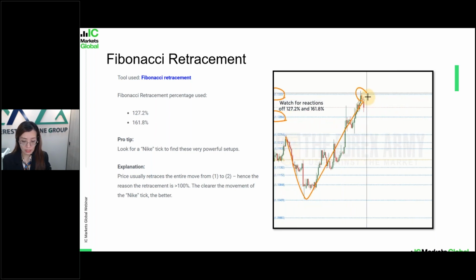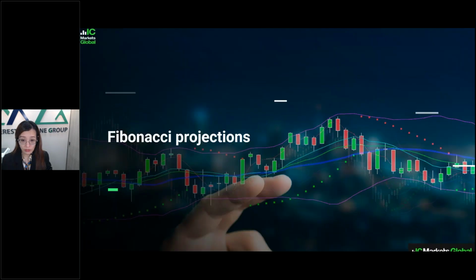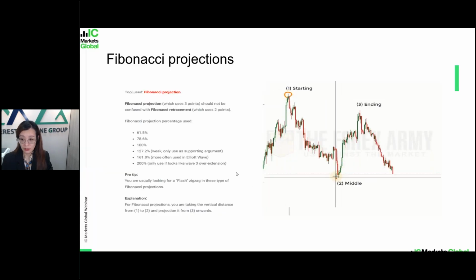It's called extension. And what about the projection over here? The projection numbers will be 61.8, 78.6, 100% projection, which is, as I said just now, that wave 5 usually is 100% of wave 1. We use a projection to draw that, remember.